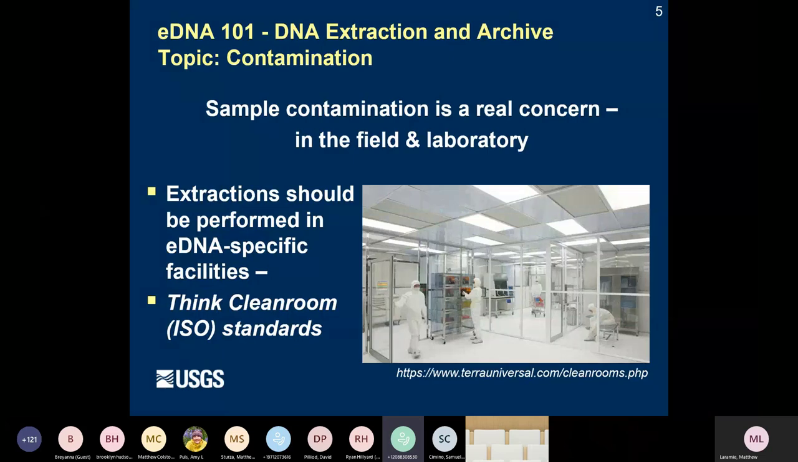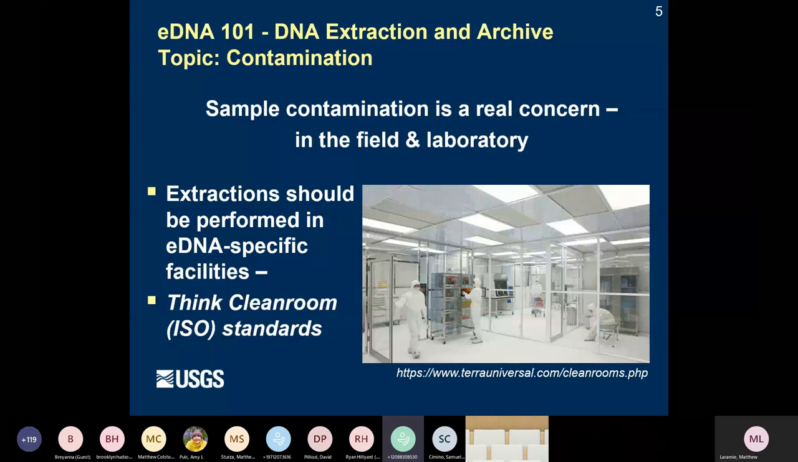I'm also going to throw out one disclaimer before we dig in too much, and that is that sample contamination is a very real concern, not just in the field, but also in the laboratory. Contamination, at minimum, can lead to some headaches and a lot of time and expense to sort it out. And if it were to go undiagnosed, it could lead to conclusions that are just plain wrong regarding your samples.